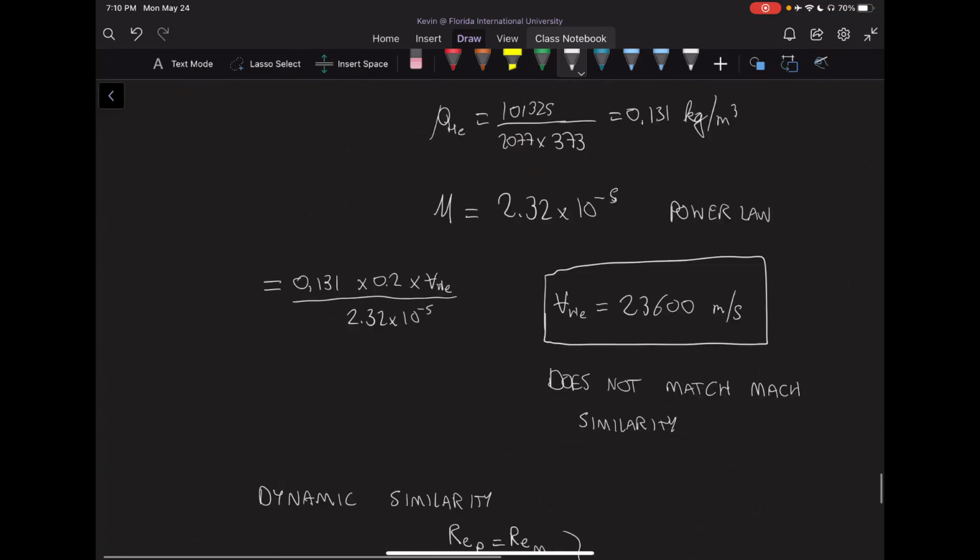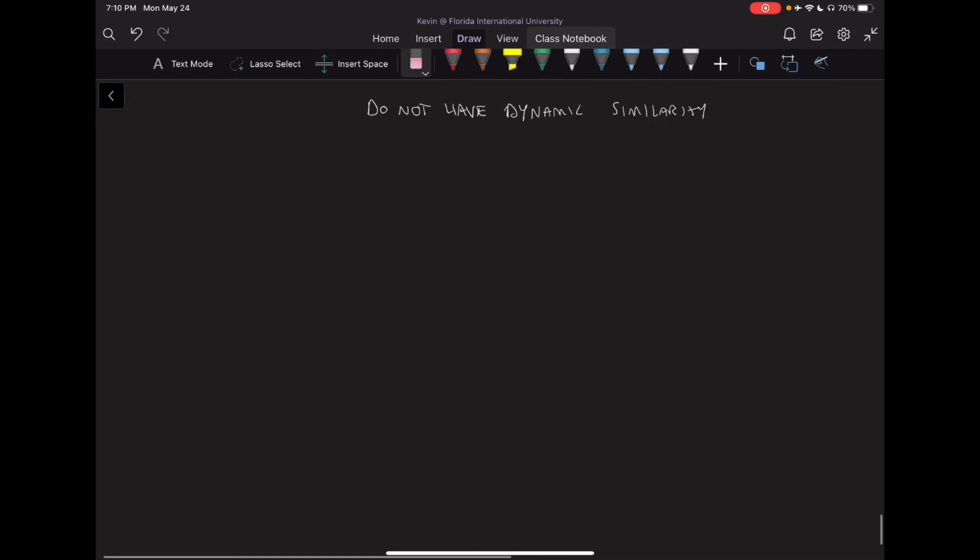If we need to match Mach number, so in part C, how can we match the Reynolds and Mach? Well, the Mach can't change. That means that if the Mach number can't change, we know that the velocity of the helium has to be 2,268 meters per second. There's no other way. So that means we can change the Reynolds number of our system to try and match with our Mach number.